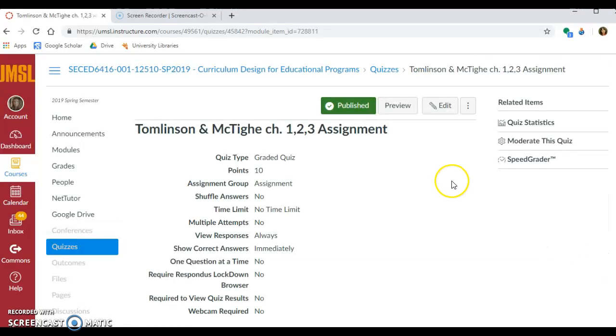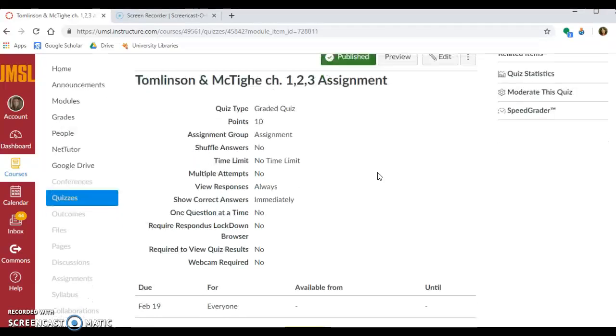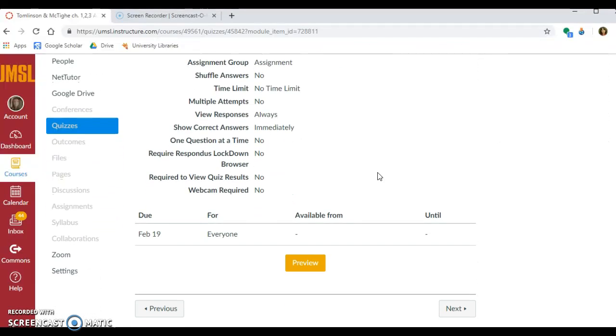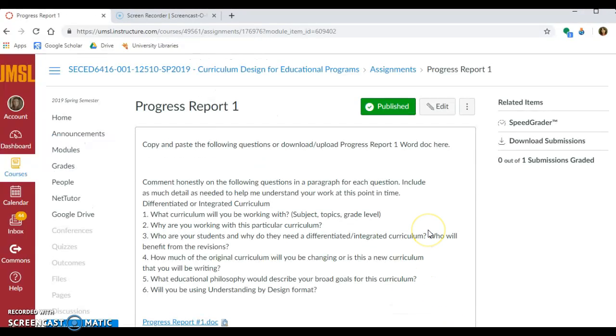Okay, so this is a quiz, but it's not a quiz. There's no time limit. You can use your book, but not each other, all right? So it is over chapters 1, 2, and 3, so do the reading and then do the assignment. And then progress report 1.